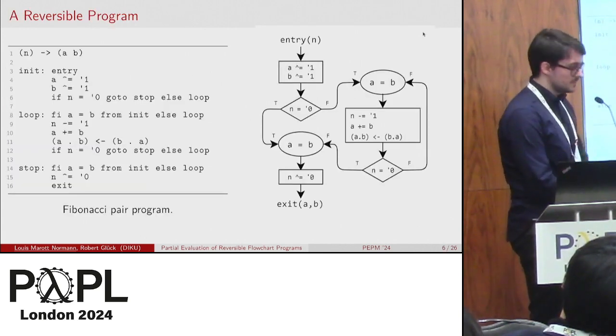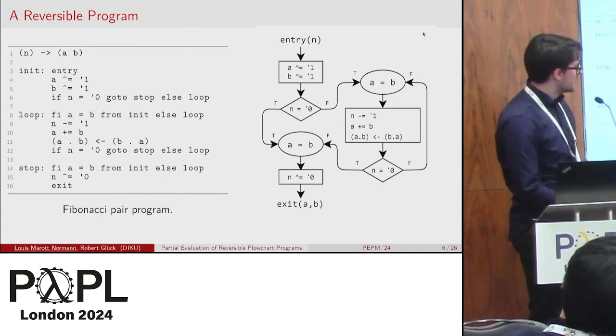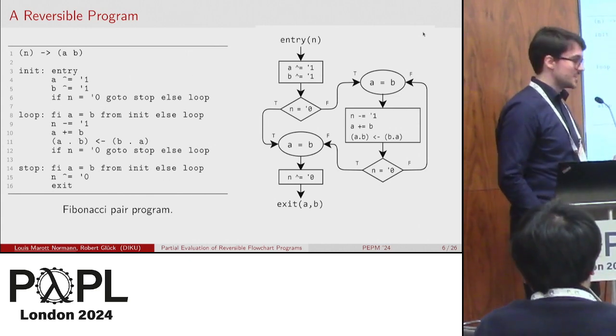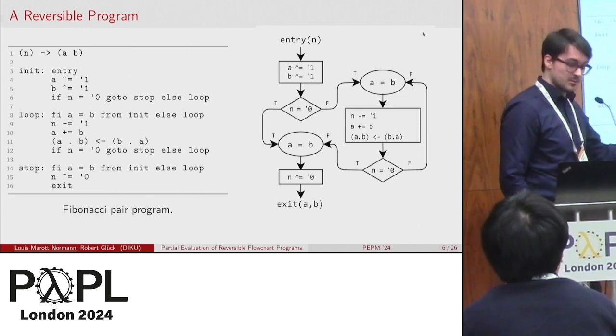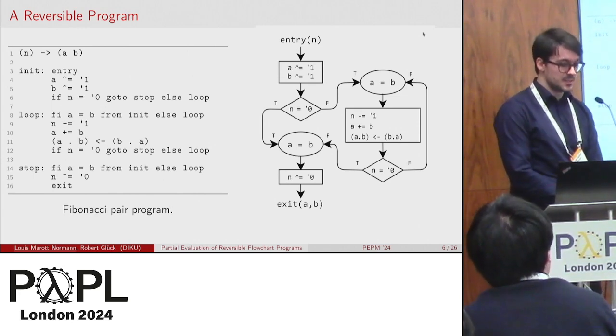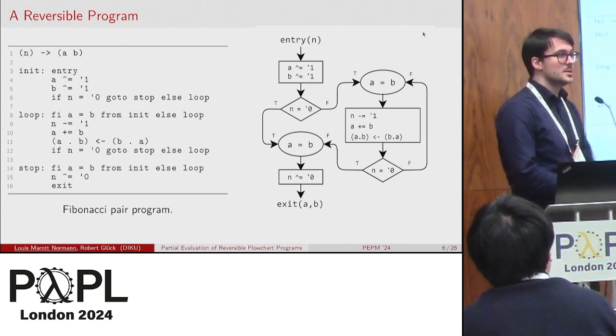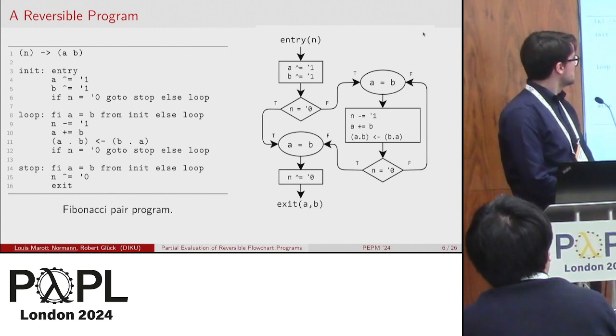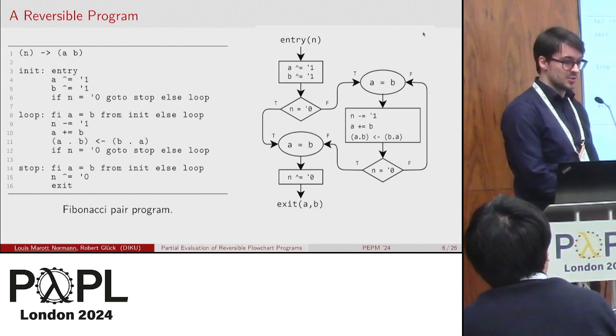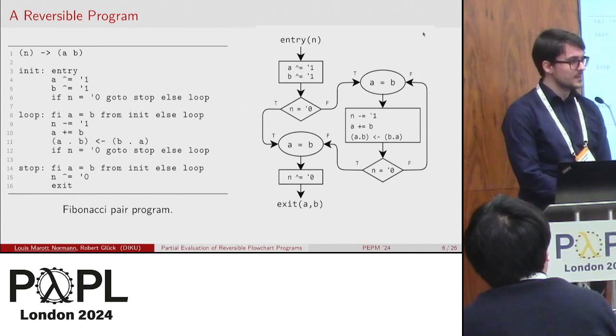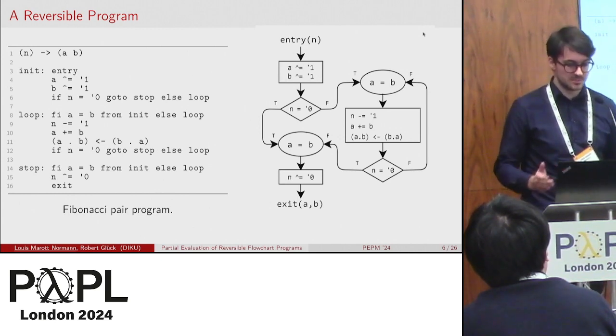we here see an RL program. On the left-hand side, we have the textual representation, and then on the right-hand side, we have what it would look like as a flowchart. This is the Fibonacci pair program, which is to say that we take an input n, and then we compute the nth Fibonacci pair. The pair is, of course, needed for it to be injective.